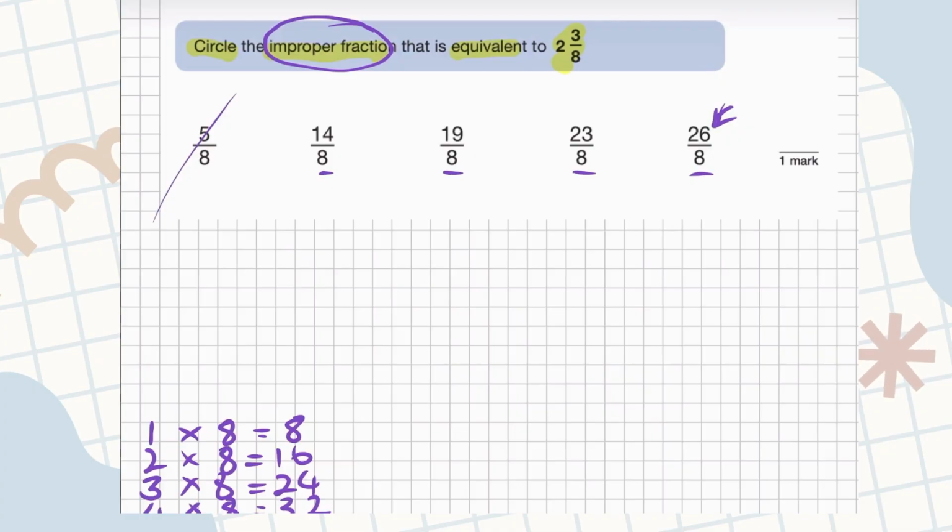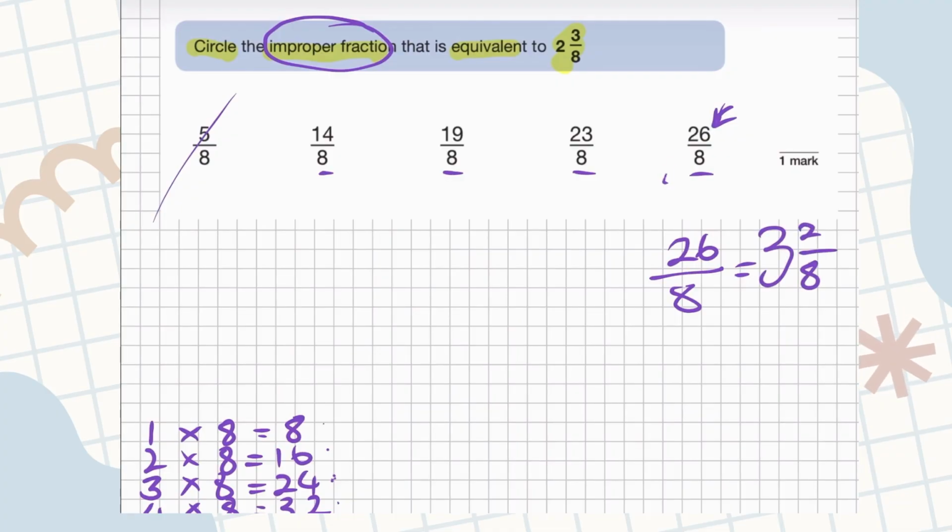Four times 8 is 32. I'm going to stop here because I only wanted to get up to 26. 3 times 8 is 24, so I know that there are 3 wholes with a remainder of 2. So 3 will be my whole number, 2 will be my numerator, and then I can add the denominator as 8. The next fraction is 23 over 8.